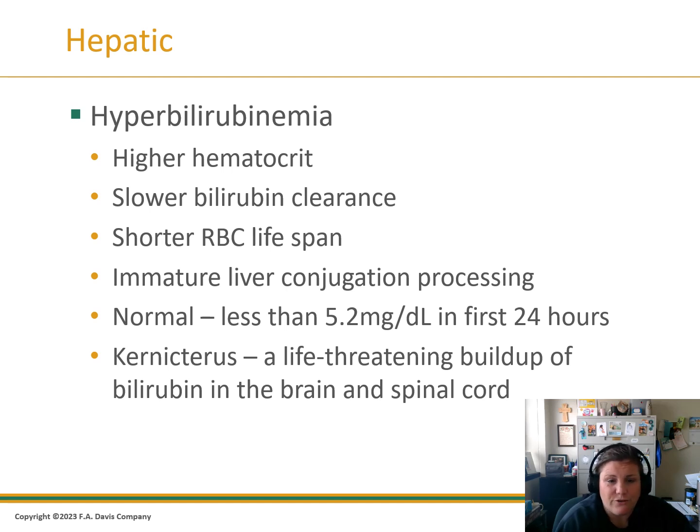What we would expect for normal values is less than 5.2 in that first 24 hours of life. So somebody that has something exceeding 5.2 may be in what we'd consider a hyperbilirubinemia state.